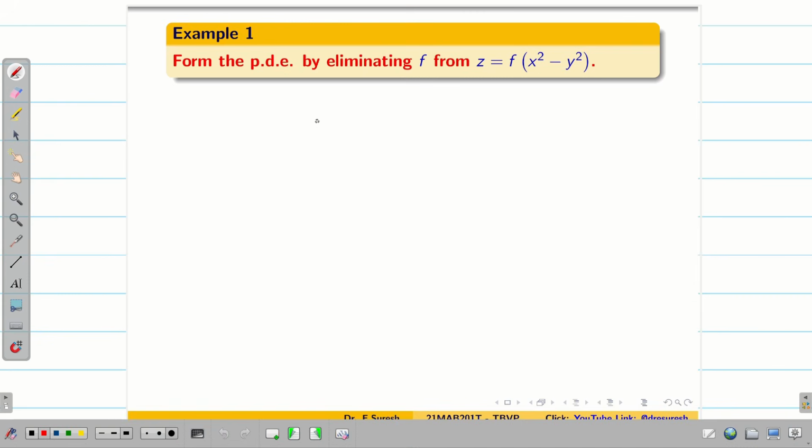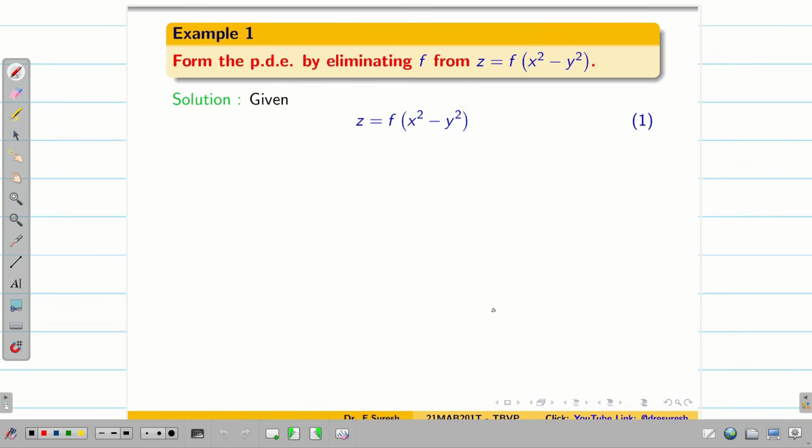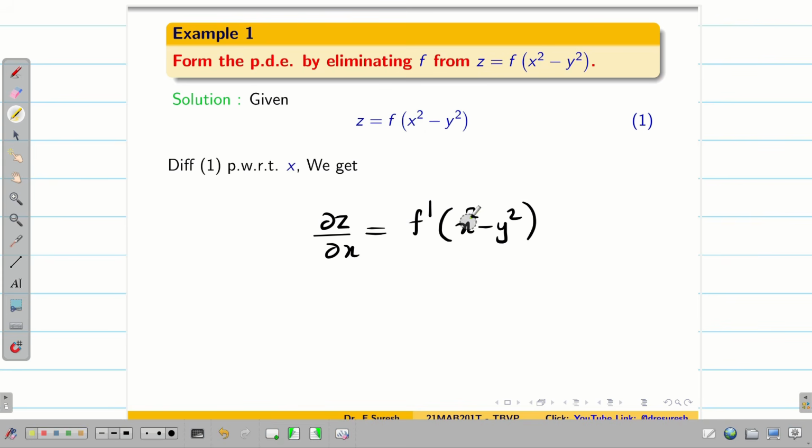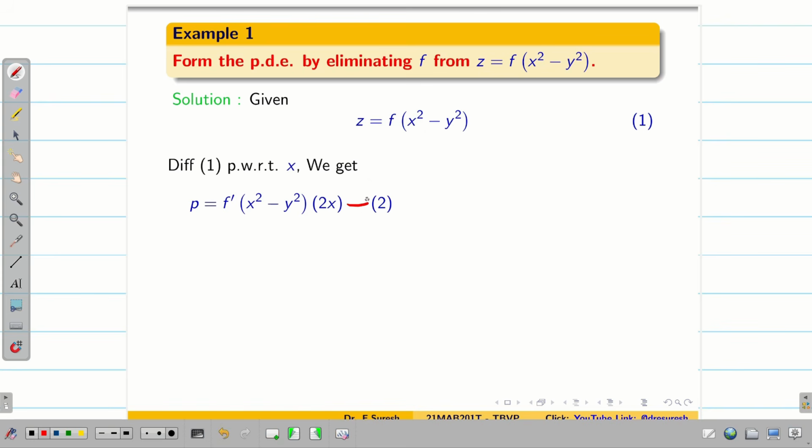Form the PDE by eliminating the function f from z is equal to f of x square minus y square. So I want to eliminate this function f. So as usual, just consider the given equation as equation 1 and then we have to differentiate 1 partially with respect to x. We get dou z by dou x is equal to f dash of x square minus y square, and then this x square minus y square differentiation partially with respect to x is 2x. So dou z by dou x is p is equal to f dash of x square minus y square into 2x. Now let us take this as equation 2.